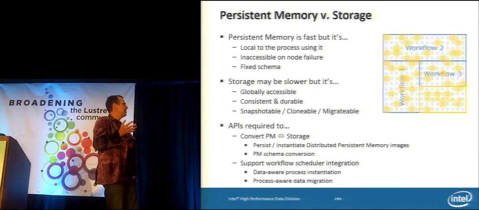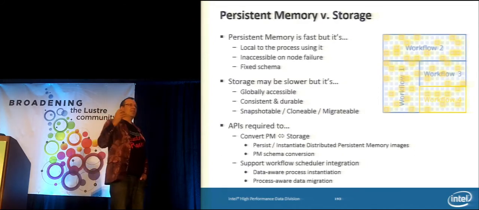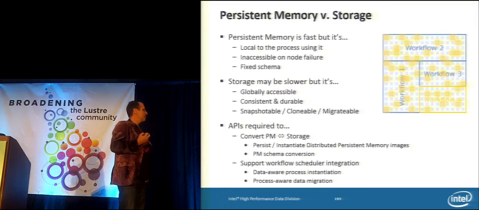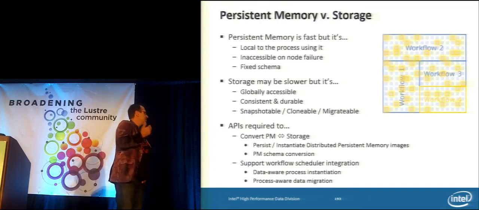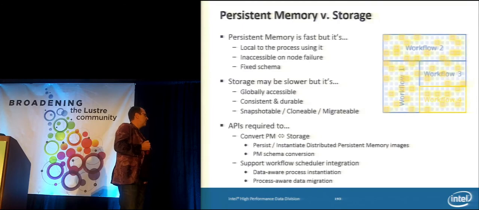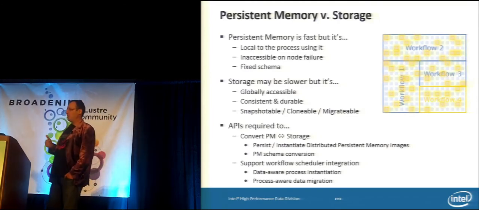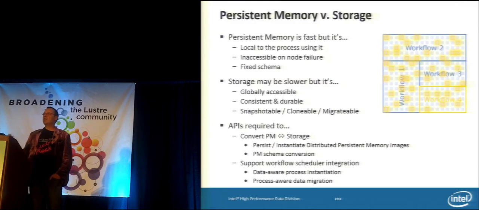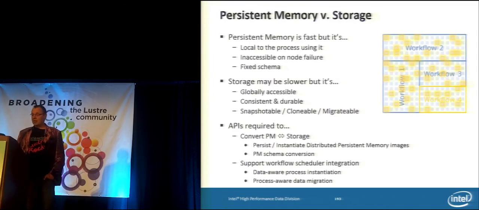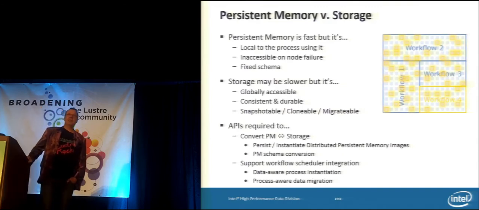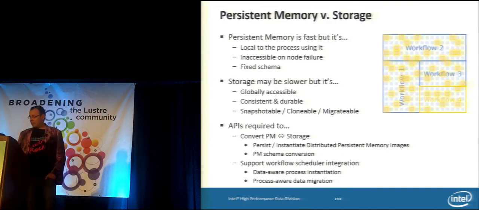So I'm going to need some way of converting from something that's persistent memory, which is local to processes and fast, but becomes inaccessible when nodes fail, to something that's going to be globally accessible, is going to be consistent and durable so that I can survive node failures, I can pick up from where I left off, and also do the normal sorts of data management on it. So new APIs are going to be required to provide applications programmers with persistent memory as a new programming method.